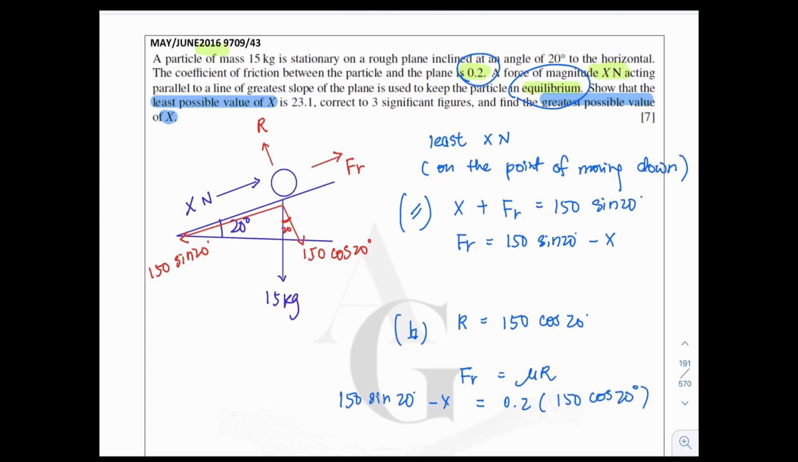So from here, we can actually solve for the x. It should be equal to 23.1. So this is actually the least x.